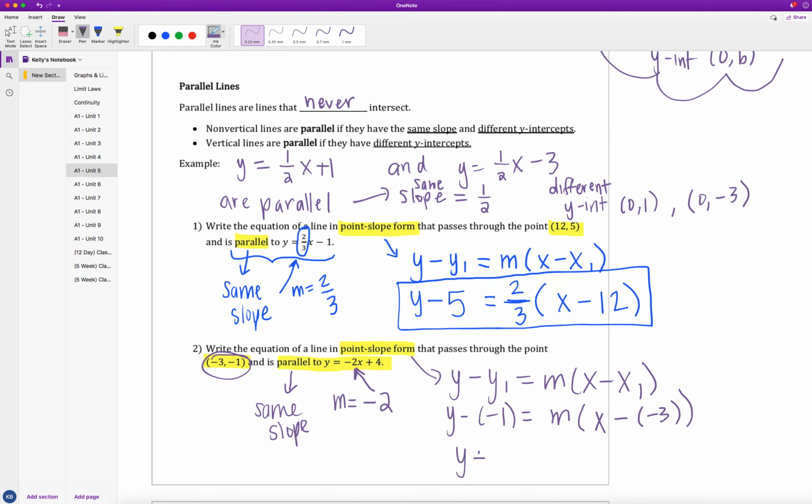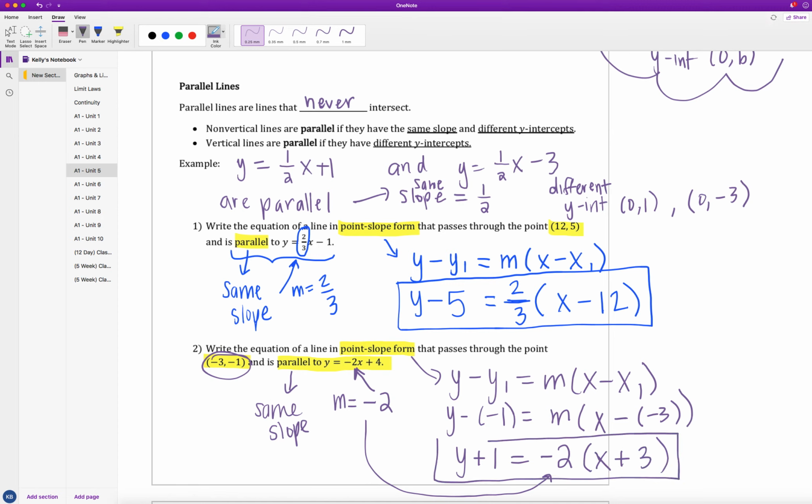So simplifying the double negatives here, I get y plus 1. I can also sub in my slope then to be -2, since it's the same slope. And then I'll simplify the x minus -3, and we end up with our final answer here. And we know we did this correctly because they wanted the equation in point-slope form, which my final answer is in, and it passes through the point (-3, -1), and it is parallel to the given line, so it has the same slope.